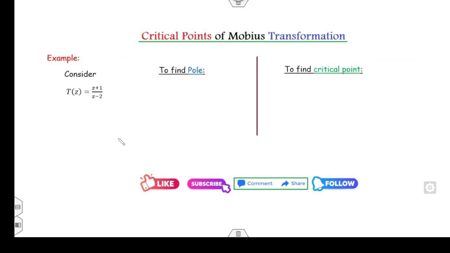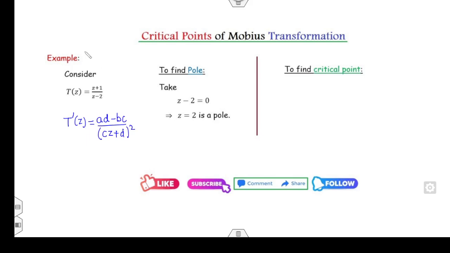Once this is a Mobius transformation, we can target to find the pole and the critical point. How can you find the pole? I can put the denominator equal to 0, which implies z is equal to 2 is the pole of the Mobius transformation. Second case is how you can find the critical point. As we have defined, the critical point comes from ad minus bc, or you can find the derivative of the Mobius transformation directly.